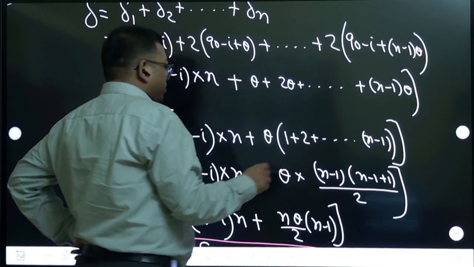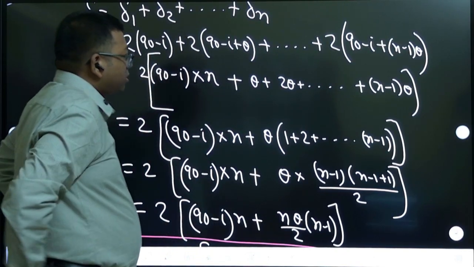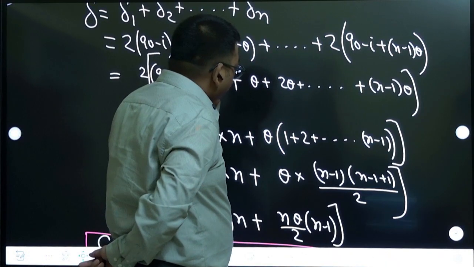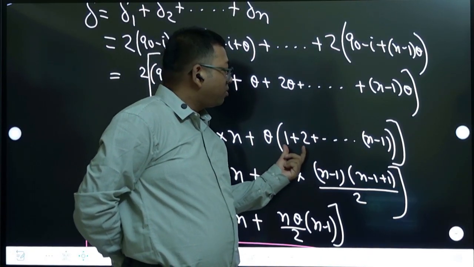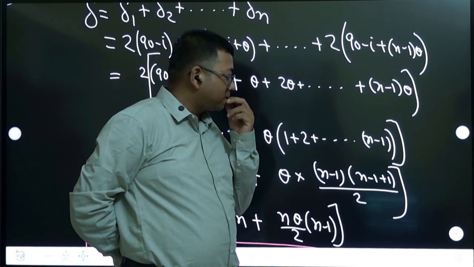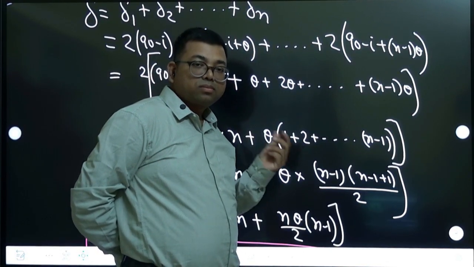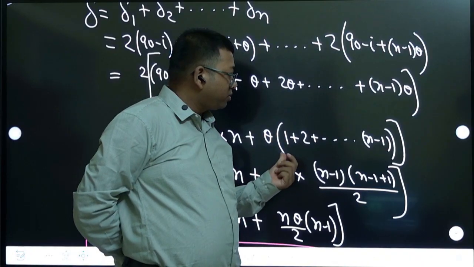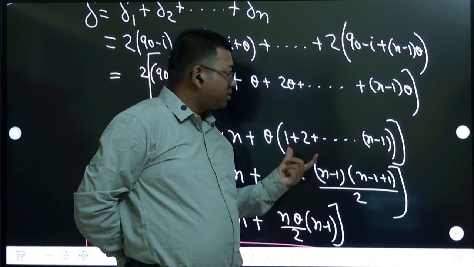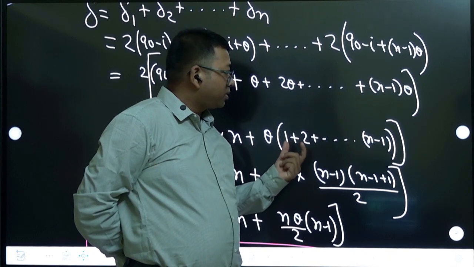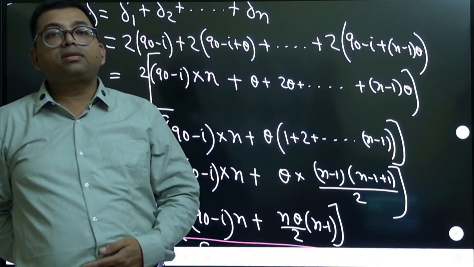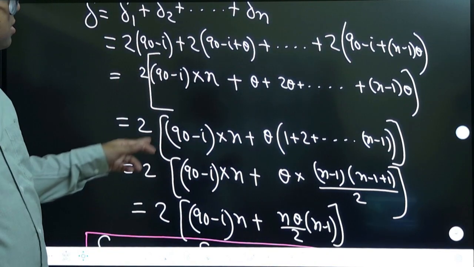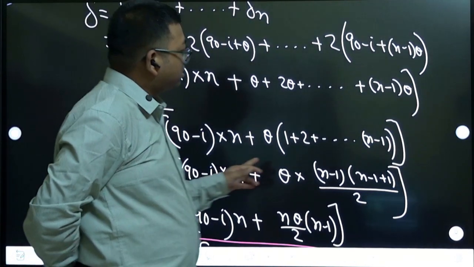Sum of n terms. What is the sum of n terms formula? First term plus last term divided by 2. Might be I have made a mistake here. Tell me. Sum of first n natural numbers: n into first term plus last term divided by 2. Yes, Sam, Lalit, check this. Is this correct?